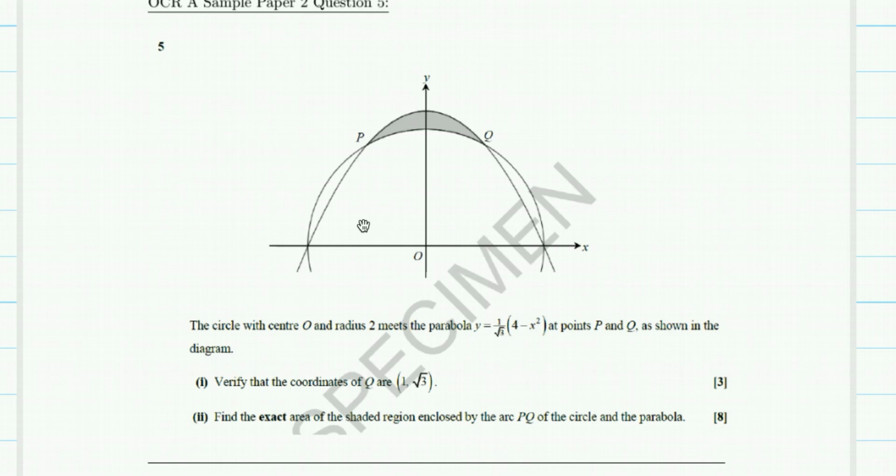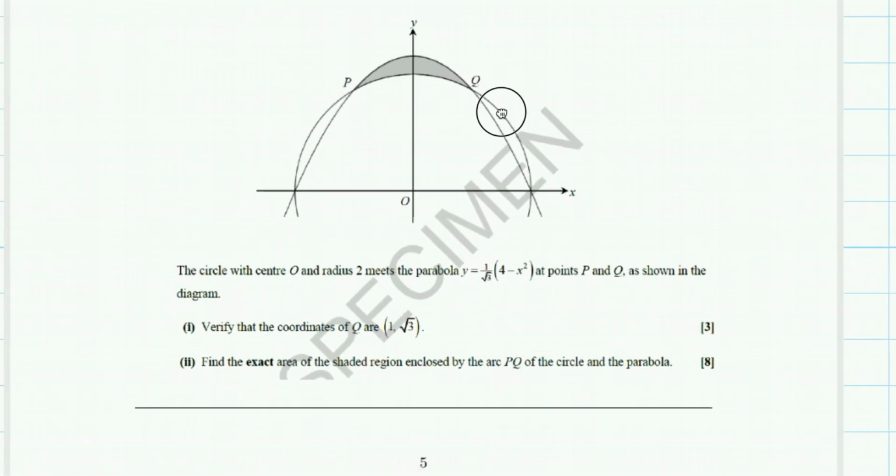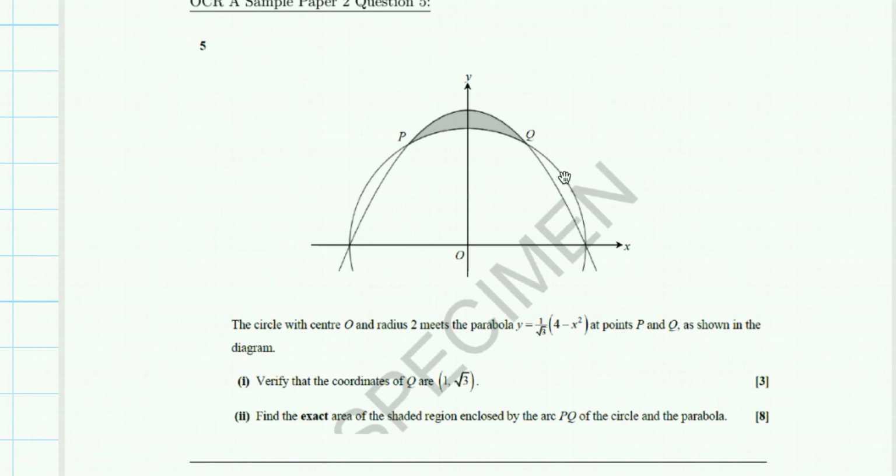Okay, the last question is, we have a circle with centre at the origin, radius 2, and the parabola y equals 1 over root 3, 4 minus x squared. Points P and Q are shown in the diagram. Verify the coordinates of Q are 1 and root 3.